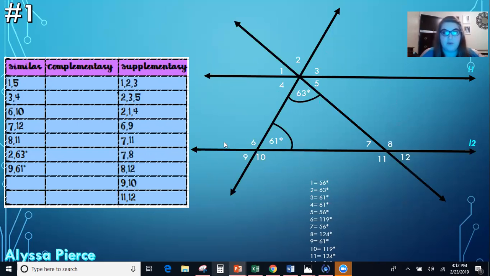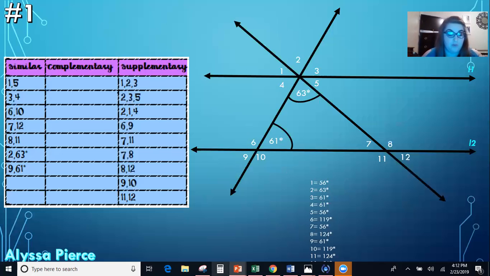6 and 10 have a similar relationship down here. 6 is 119, as is 10. 7 and 12, same thing. We have 56 degrees for both of those. 8 and 11, we have 124 for both of those. 2 and the angle that has 63 degrees, 2 is also 63 degrees. And 9 and the angle of 61, this little angle we'll call 61 degrees. Those are both 61 degrees.